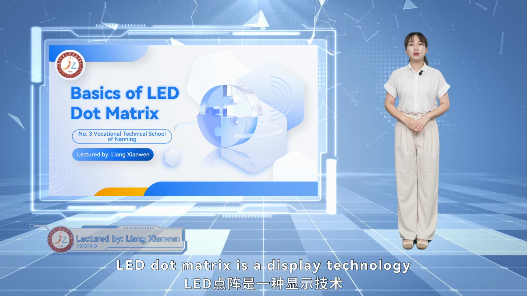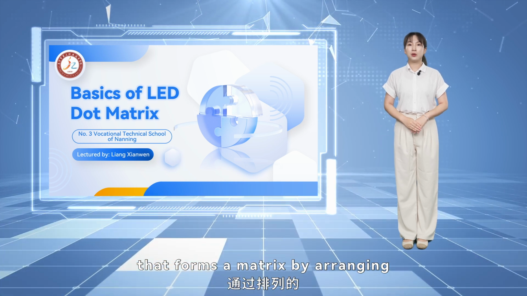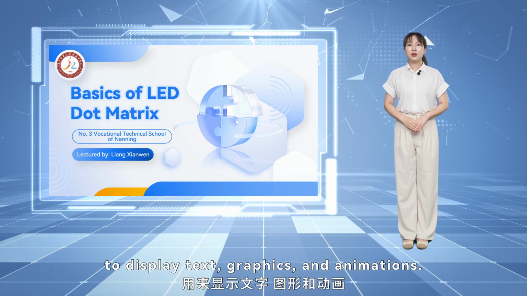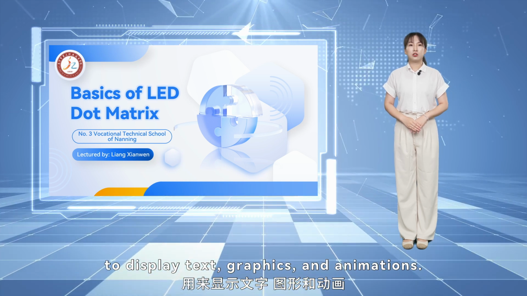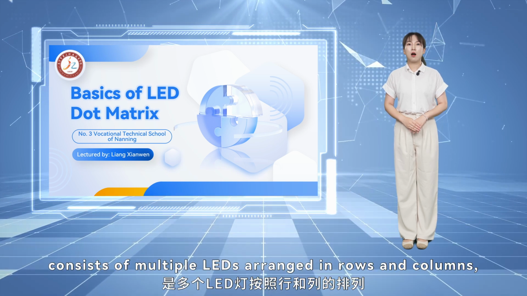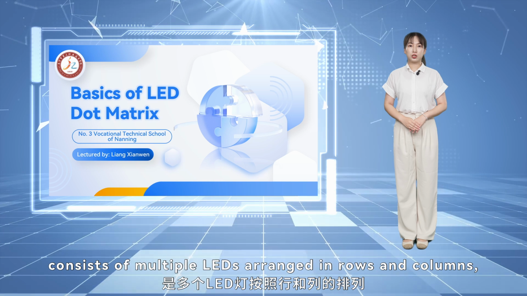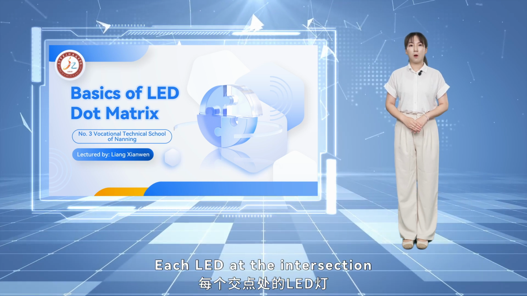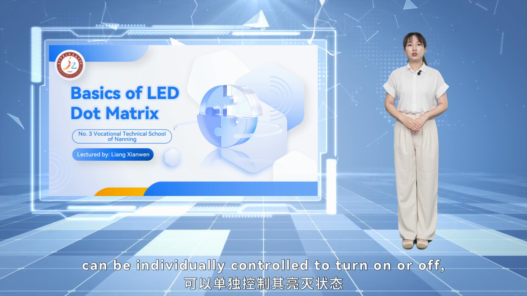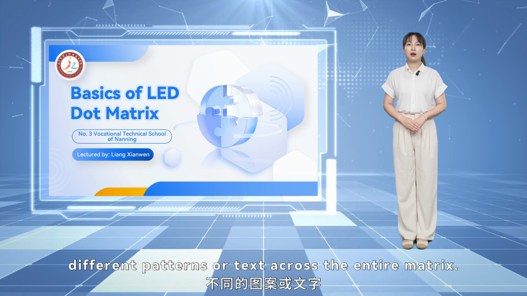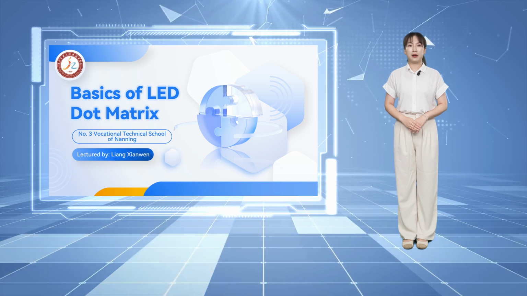LED dot matrix is a display technology that forms a matrix by arranging LEDs, light-emitting diodes, to display text, graphics, and animations. The basic structure of an LED dot matrix display consists of multiple LEDs arranged in rows and columns, forming a rectangular grid. Each LED at the intersection can be individually controlled to turn on or off, thus displaying different patterns or text across the entire matrix.